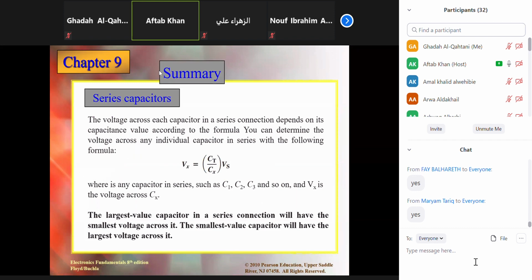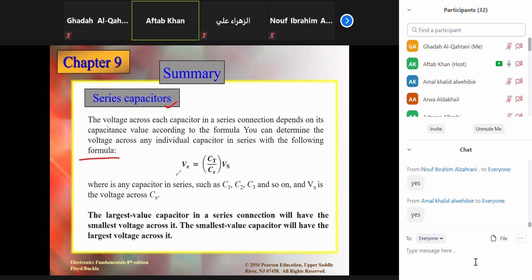Now, series capacitors. Again, continuation, girls. Do you remember when resistors are connected in series? The voltage divider formula is applicable for that. Similarly, here we have the voltage divider formula. The voltage across each capacitor in series connection depends on its capacitance value. You can determine the voltage across any individual capacitor in series with the following formula.